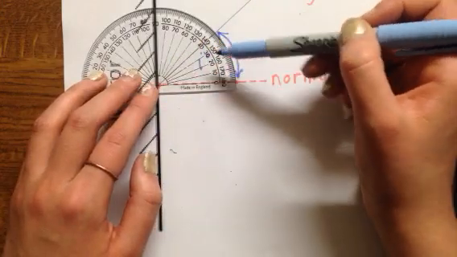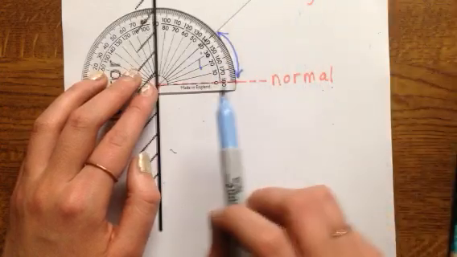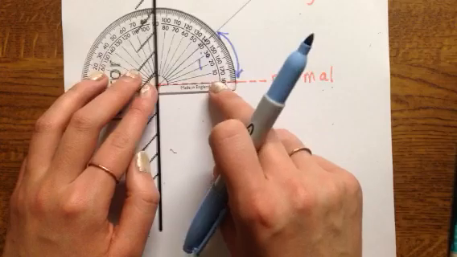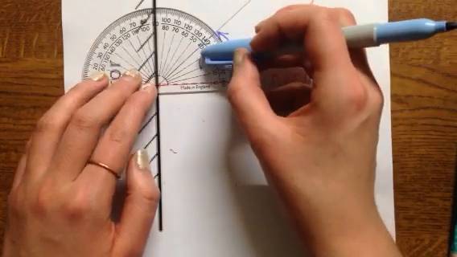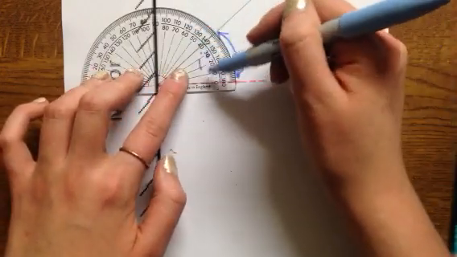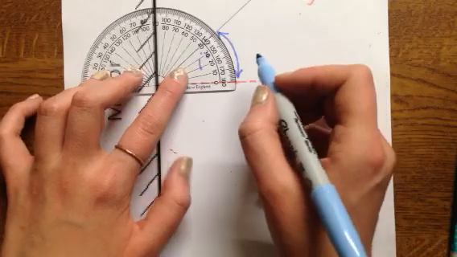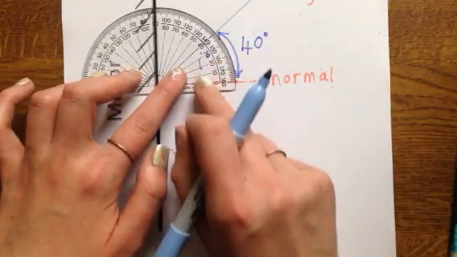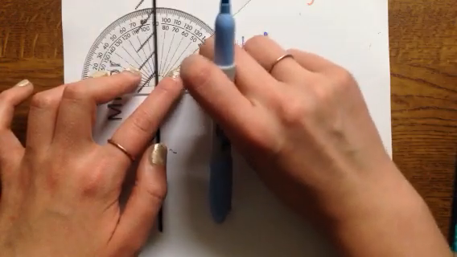So then we choose the scale we'd like to use. For this one we're going to use the inside scale. You want to use the scale that starts at 0 and count up along the protractor to find out this angle in between. And on this one it is 40 degrees. So you can see here on the inside scale the line's hitting 40.